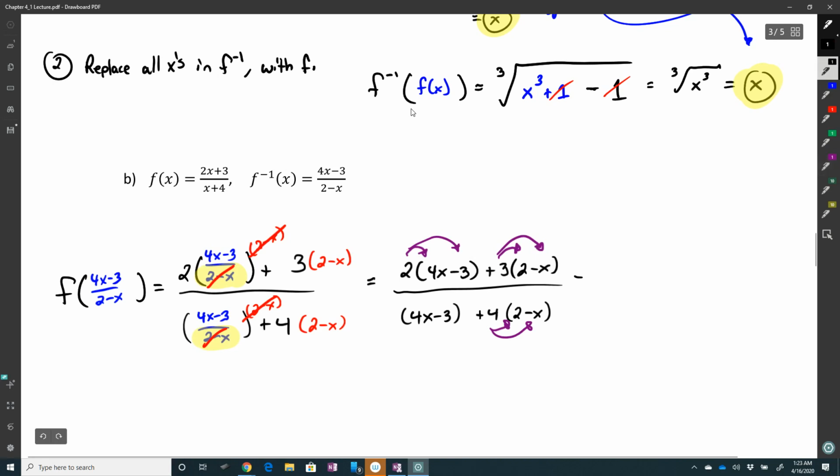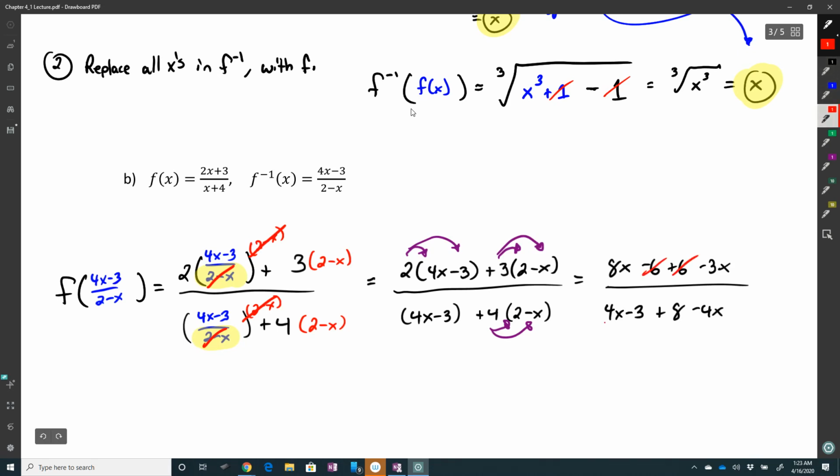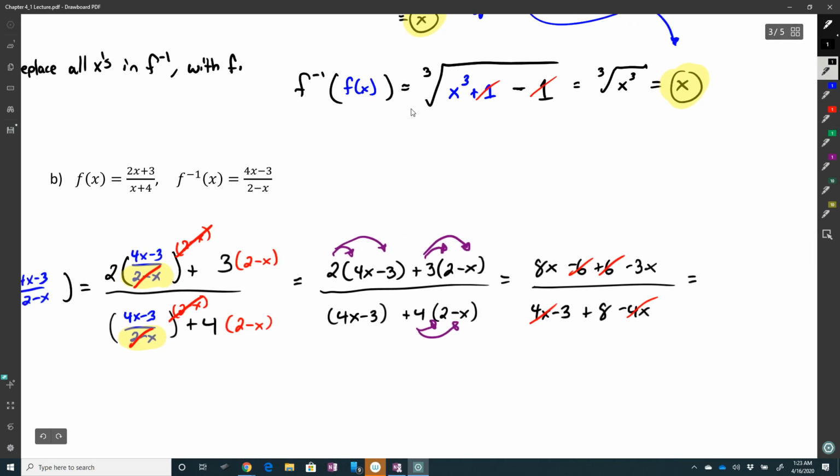And so we work it out. We get 8x minus 6 plus 6 minus 3x. On the bottom, you have 4x minus 3 plus 8 minus 4x. And notice the 6's cancel, the 4x's cancel. And you're left with 5x over 5. And that's equal to x. Yay!